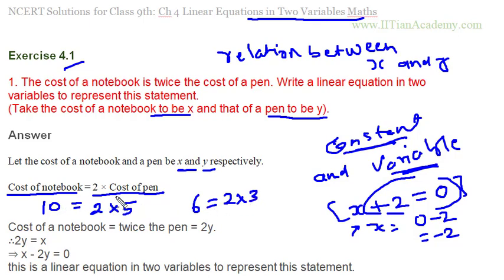So the cost of the notebook is twice the cost of the pen. The cost of the notebook is x, and the pen is y, so x is equal to 2y. Now rearrange this and it becomes x minus 2y is equal to 0. So this is the linear equation for the cost of the notebook being twice the cost of the pen.